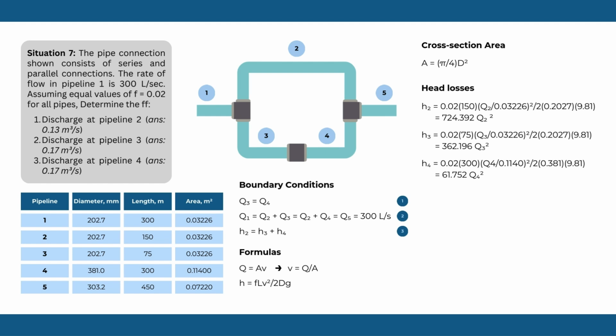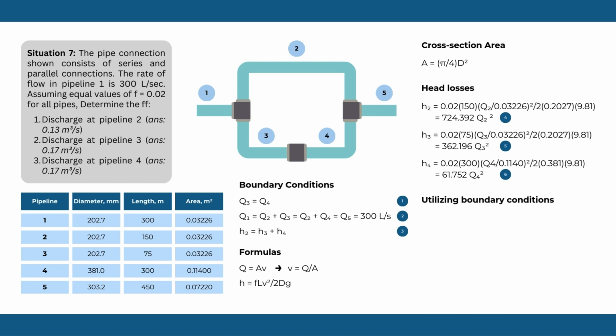So for head loss at pipeline 3, we will get an expression of 362.196 Q3 squared. And for pipeline 4 naman, this is equal to 61.752 Q4 squared. With that, kumpleto na yung 6 equations natin for our 6 unknowns. The only thing that we need to do is to utilize these equations in such a way that we can cancel out other values and retain at least one muna. So for this case, ganito lang gagawin natin.